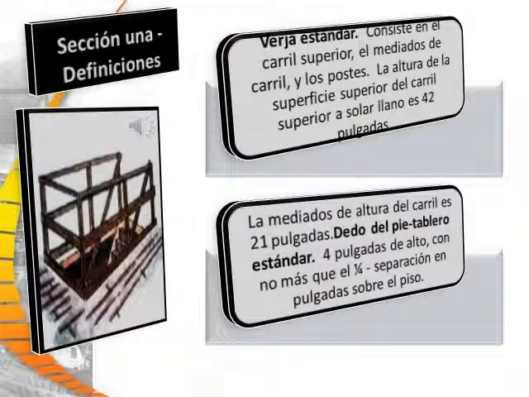OSHA defines a standard railing as consisting of a top rail, mid rail, and posts. The height from the upper surface of the top rail to the floor level is 42 inches. The mid-rail height is 21 inches, and a standard toe board is defined as 4 inches high, but with not more than a quarter-inch clearance above the floor.